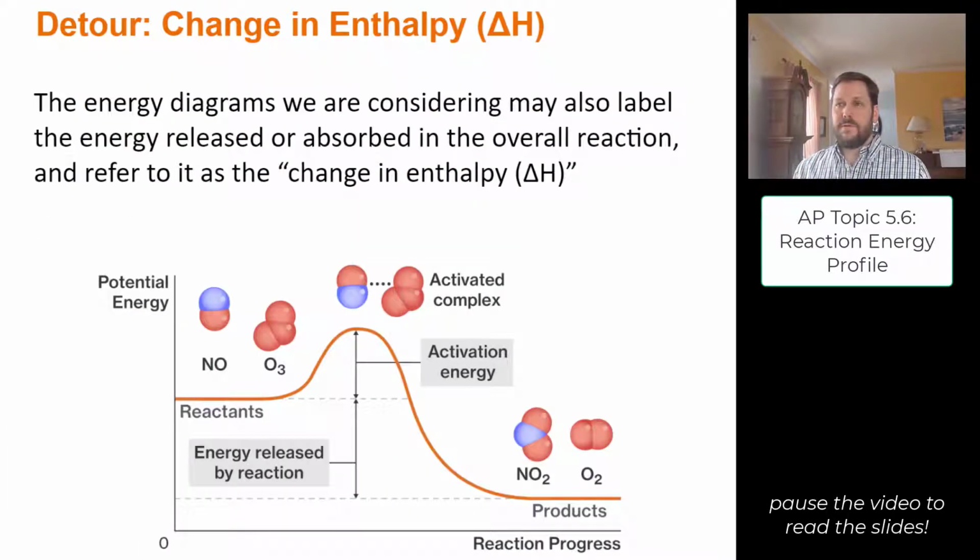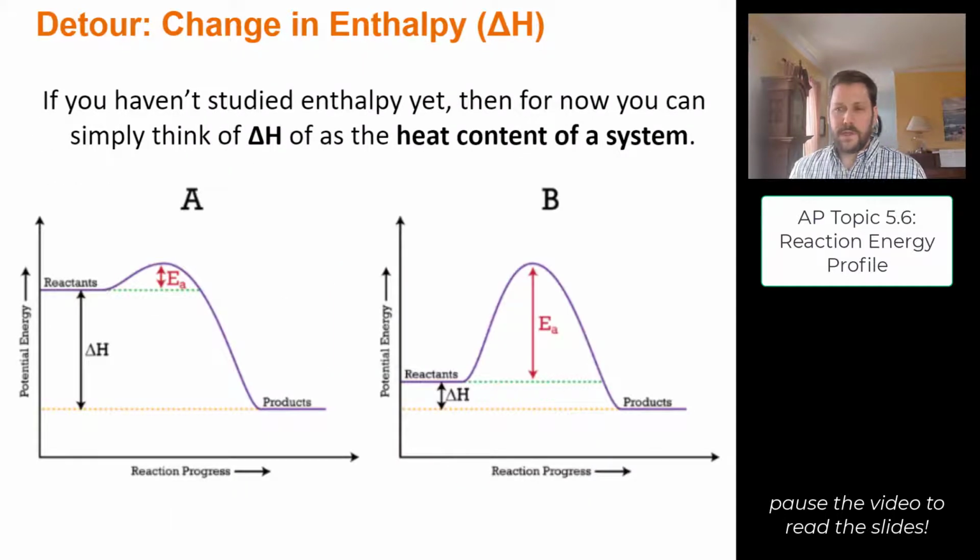We'll take a detour here for a minute and talk about change in enthalpy, since the diagrams that we're looking at will often label the energy that's released or absorbed in one of these reactions and refer to it as change in enthalpy, or delta H. And if you haven't already studied enthalpy, then for now you can simply think of that as the change in heat content of a system. So if you look at these two reaction coordinate diagrams, you'll see delta H and EA, activation energy, are labeled. And we want to be able to recognize how these are defined and be able to label these on a reaction diagram of this nature.